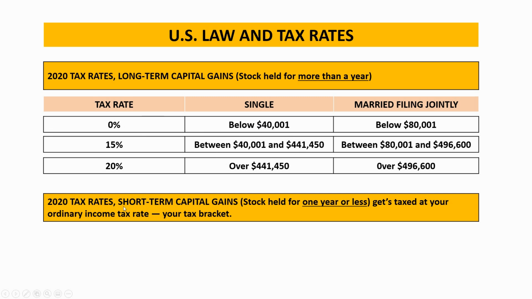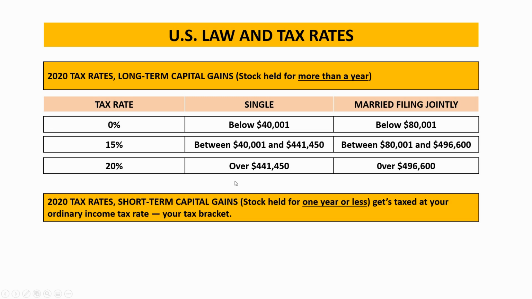So check it out. For 2020, short-term capital gains, meaning stock held for less than a year, will get taxed at your ordinary income tax rate, meaning your tax bracket. As you probably know, as your income grows, the tax rate goes up in the United States. So whatever that rate is, if it is short-term, the whole thing gets taxed at the ordinary rate. If you're day trading, it's just like your salary and business income.